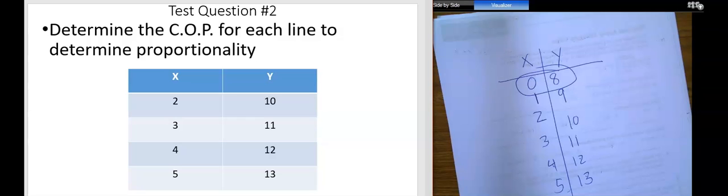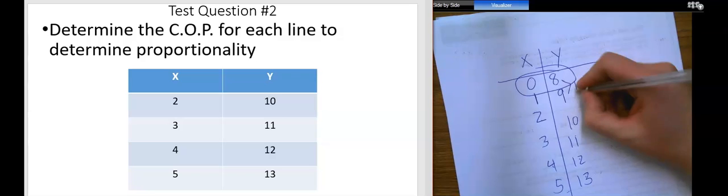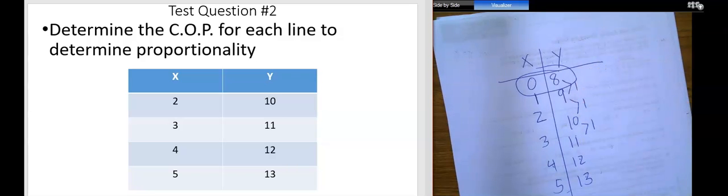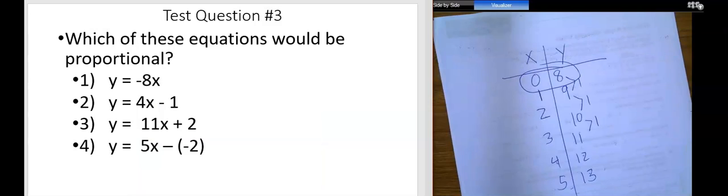It is not proportional. So to determine if a table is proportional, we can get a 0, 0 if it doesn't have it. We also need to check and make sure that it's going up by the same amount each time, which it is. And I'll show you more on that in a minute.